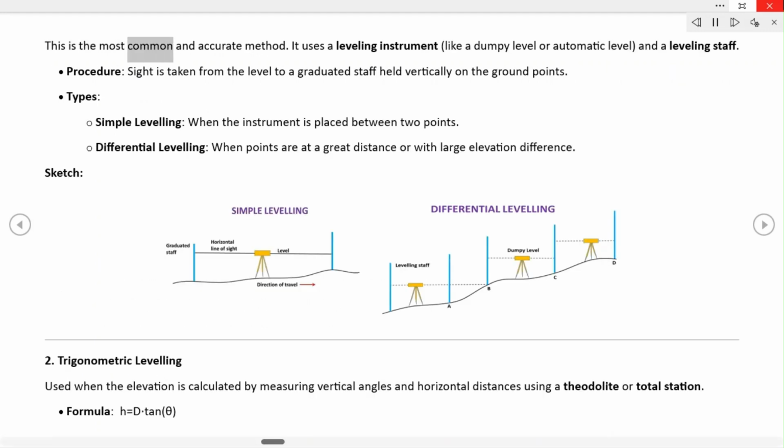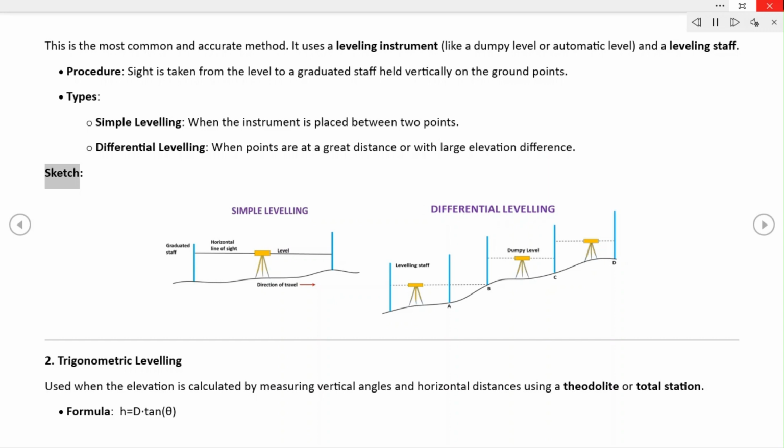This is the most common and accurate method. It uses a leveling instrument, like a dumpy level or automatic level, and a leveling staff. Procedure: sight is taken from the level to a graduated staff held vertically on the ground points. Types: simple leveling, when the instrument is placed between two points. Differential leveling, when points are at a great distance or with large elevation difference.